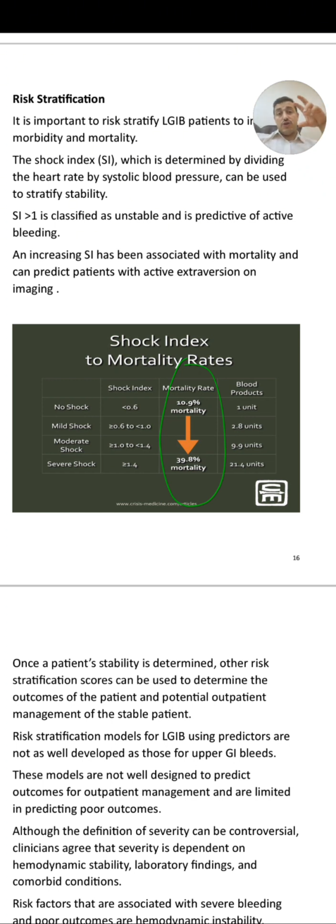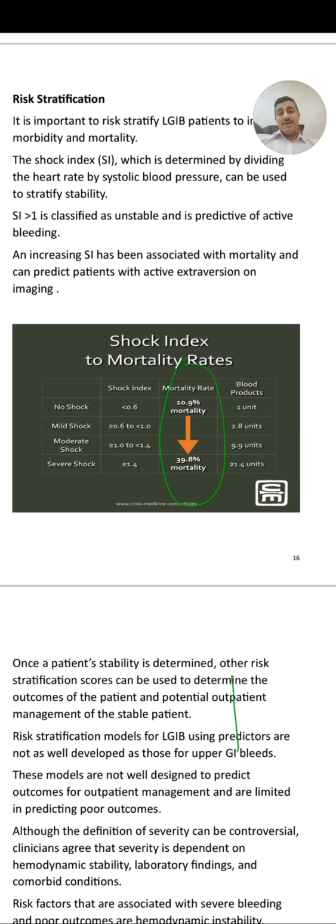Also, I have to mention that lower and upper GI bleeding have different risk stratification scores. I think some of you know that there are the Rockall and Glasgow-Blatchford classifications for risk stratification of upper GI bleeding. These are for upper GI only. Unfortunately, lower GI bleeding is not as well studied as upper GI bleeding. What we have are the shock index and the Oakland scoring system. Yes, there are other scoring systems, but they are not as popularized as the Oakland scoring system.